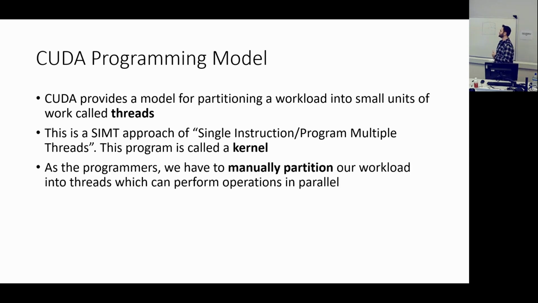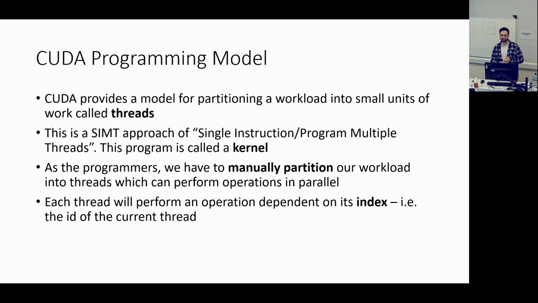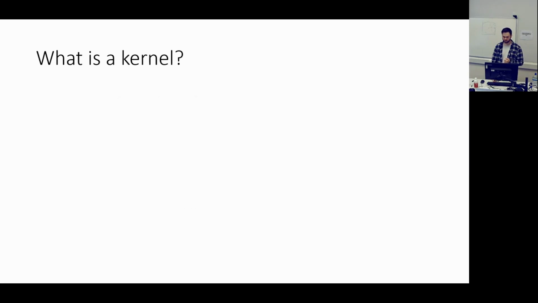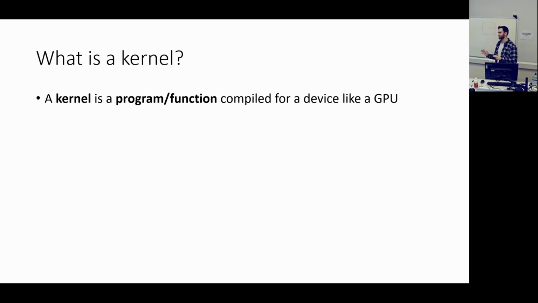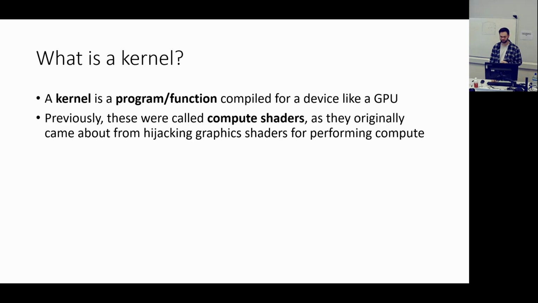And as programmers, if we're going to go to this sort of low-level kernel programming, we need to perform this partitioning ourselves manually. And basically, when we have these programs, what the program will do on each thread depends on the index of the thread. So that's how you can coordinate work: each kernel will get some label identifying which thread is currently running. So again, a kernel is just a program that runs on the GPU.